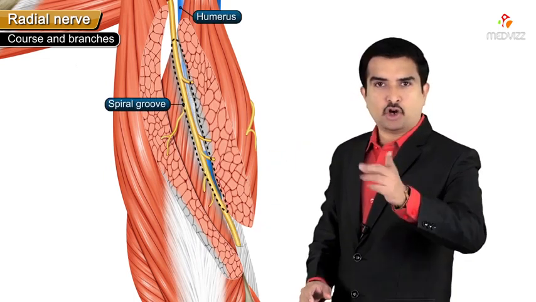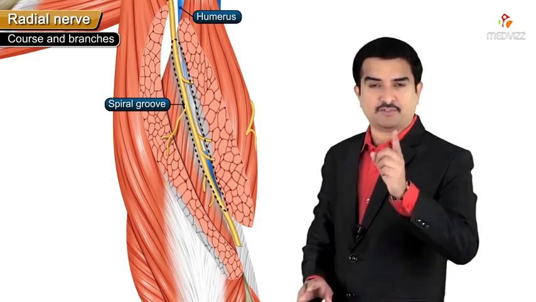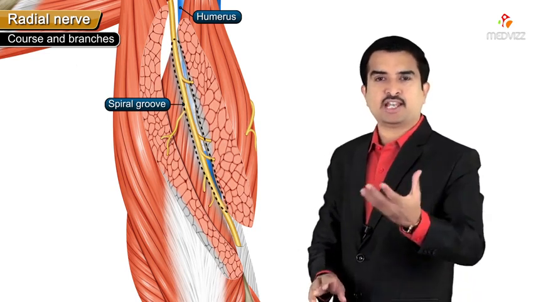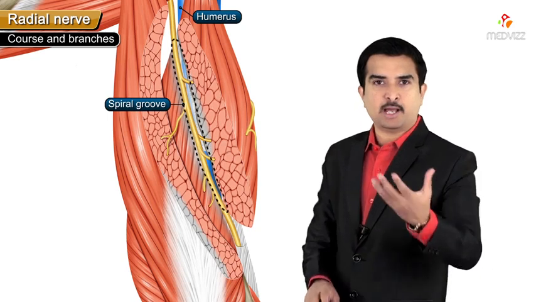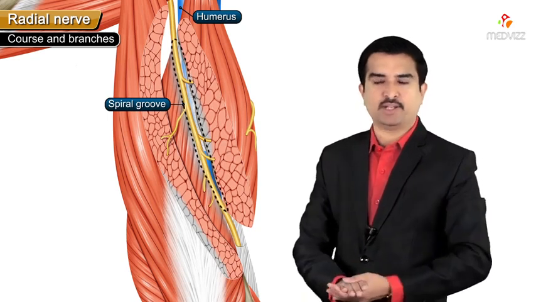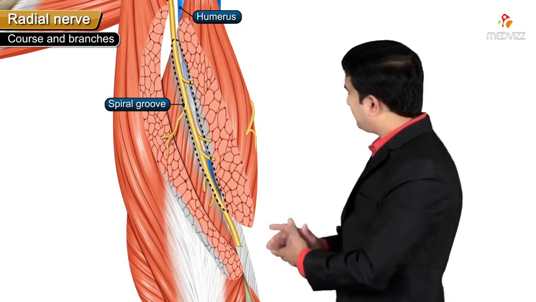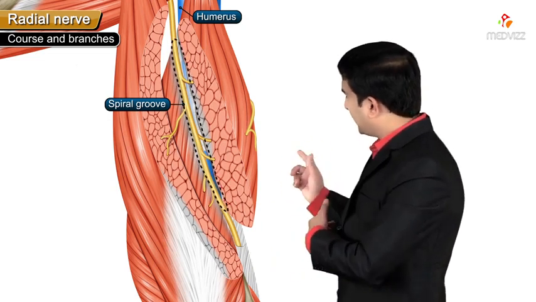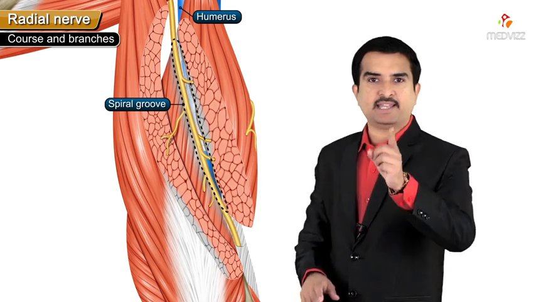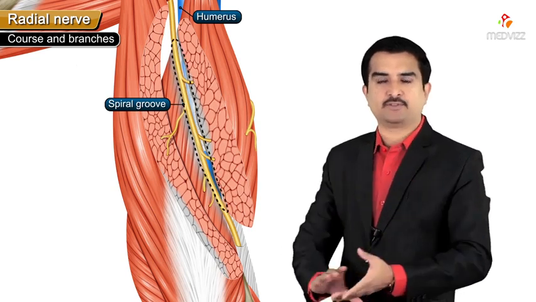So if you remember the osteology of the humerus, at the posterior aspect of the humerus, what we can appreciate is the spiral groove, right? So it winds around the posterior aspect of the humerus in the spiral groove, which means in the spiral groove we have the radial nerve.